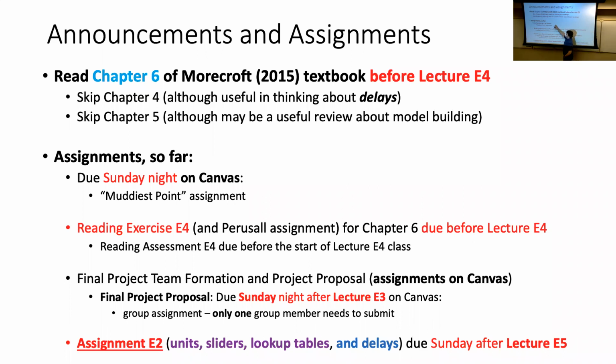So then assignments: Sunday night there's the muddiest point, but don't forget there is assignment E2. It is due Sunday after lecture E5, so that's basically a week from Sunday. So you've got roughly 2 weeks to do this assignment. It's, I think, 3 questions, where the third question is a bonus question, if I remember right. You've got lookup tables and delays, and a bonus that mixes those, if I remember correctly. Then the muddiest point reading exercise is for about a week from now.